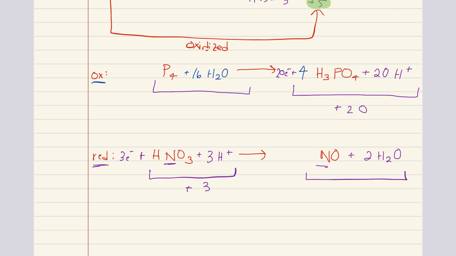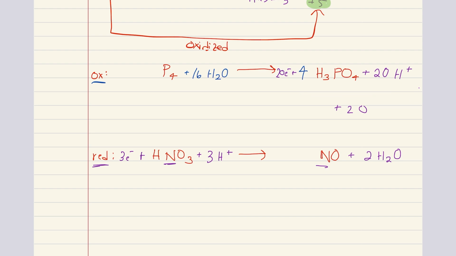Now we need to do a quick check. The change in oxidation state must equal the number of electrons transferred in each half reaction. And we want to do this quick check because it serves as a sanity check that the 2 half reactions have indeed been balanced correctly. Now we can start by looking at our oxidation half reaction.